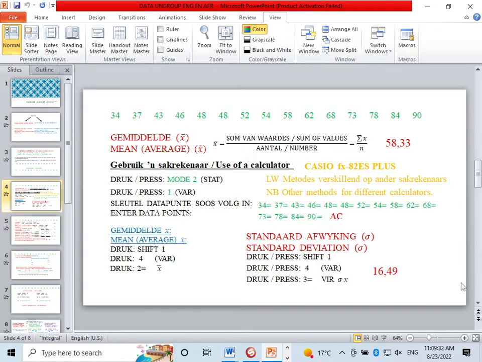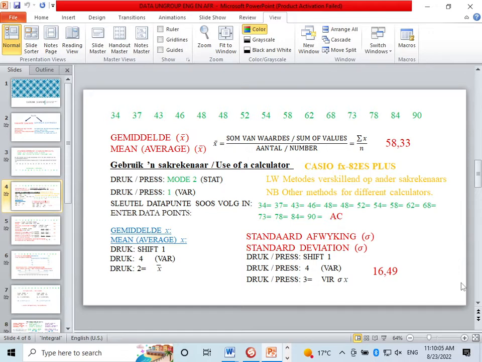So I want you to start by pressing mode and then you choose 2. That's stats. Then you see there are many options there. We want to choose option number 1, VAR. Then you'll see you've got a table on your calculator. Enter data points. So what you're going to do is take all of those values there.